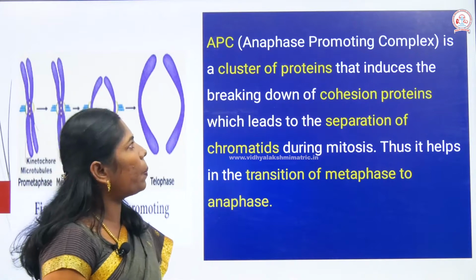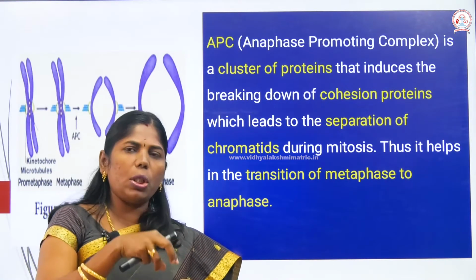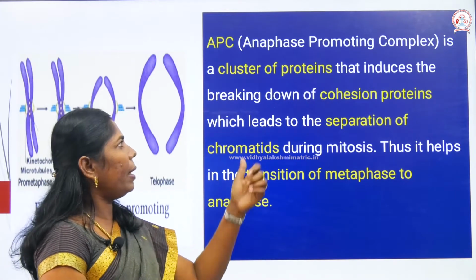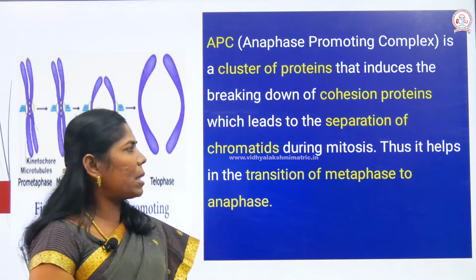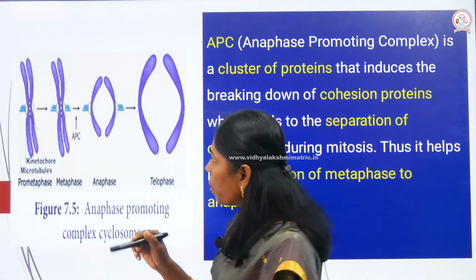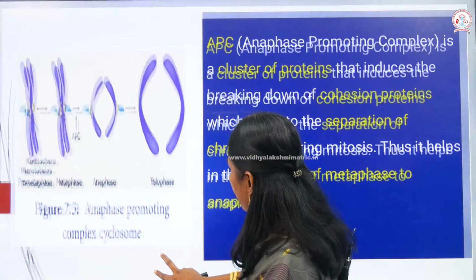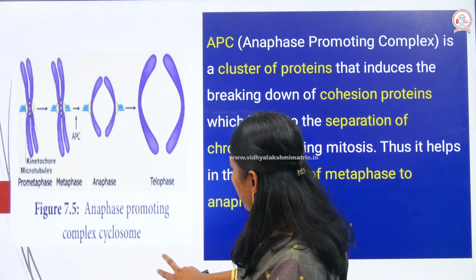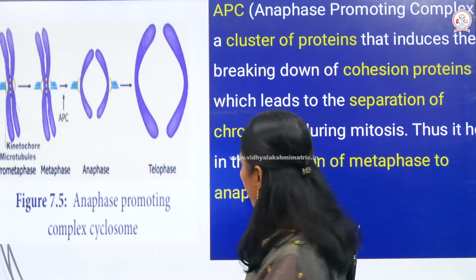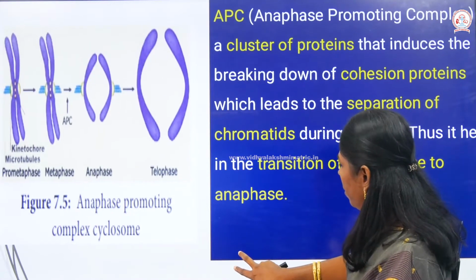So a cluster of proteins. So what is in this region? A cluster of proteins are present. It induces the breaking down of cohesion proteins, which leads to the separation of the chromosomes. Actually it has the cohesion proteins. Where are the cohesion proteins? So kinetochore. Kinetochore is made up of a protein complex. So on the protein complex it will be separated.